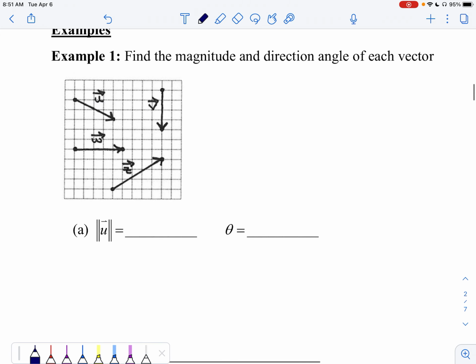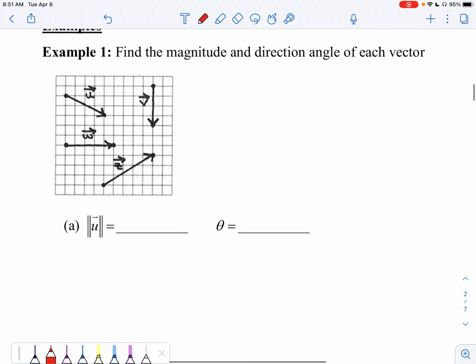All right, so I've gone ahead and drawn out four vectors here. So we have four vectors, u, v, w, and z. If we want to find the magnitude and the direction angle of our vectors, we're basically just going to think about sketching out little right triangles for our vectors. So let's start with vector u. With my vector u right here, we're just going to start by drawing out our little right triangle.